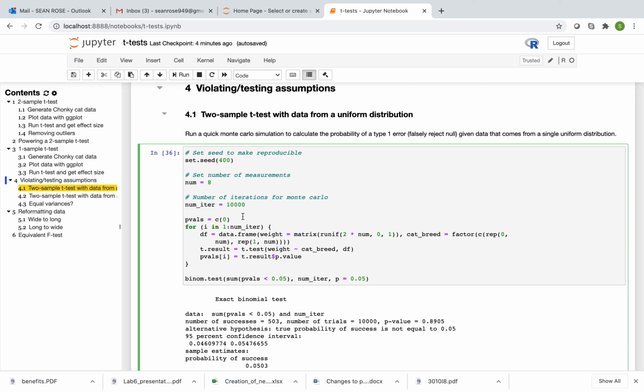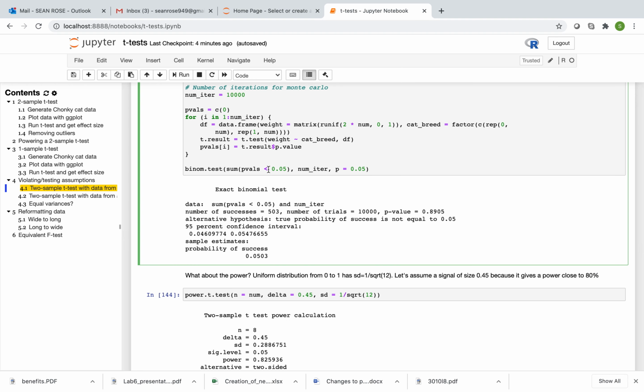And then at the very end, after I've run all 10,000 iterations of that, I'm going to run what's called a binomial test on the p-values that I've measured. And basically I'm looking at the proportion of those p-values that are less than 0.05, meaning I'm looking at the proportion of p-values out of all of those 10,000 experiments I did. I'm looking at how many of those 10,000 experiments did I reject the null hypothesis.